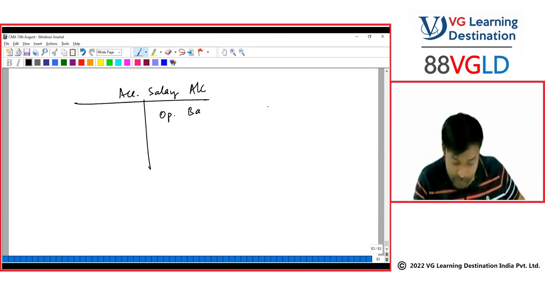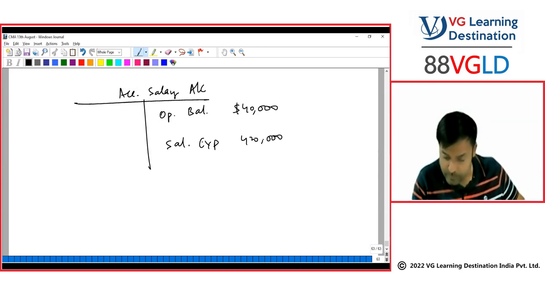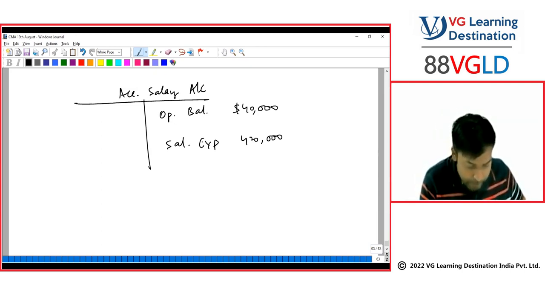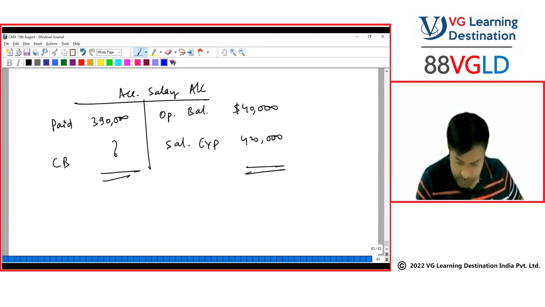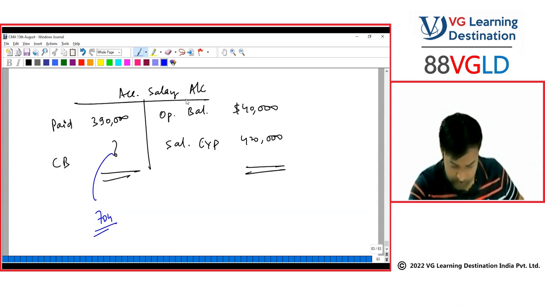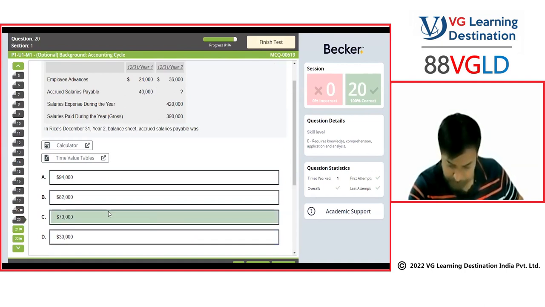How much salary expense are you booking during the year? It is 420,000. How much have you actually paid during the year? You paid 390,000. That means what is going to be the closing balance, everyone? $460,000 minus $390,000, $70,000. That means what should be the answer for us? C should be the answer. Correct.